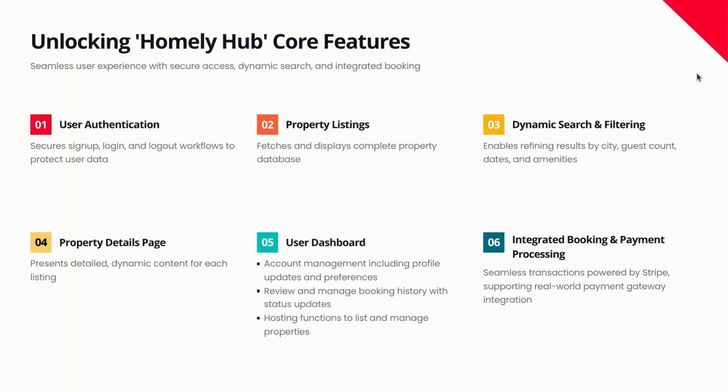In this Homely Hub, the core features include user authentication for secure sign up, login, and logout workflows to protect the user data, and property listing for fetching and displaying the complete property database. And we have built dynamic search and filtering to narrow the results by city, guest count, dates, and amenities. The property details page includes detailed and dynamic content for each and every listing.